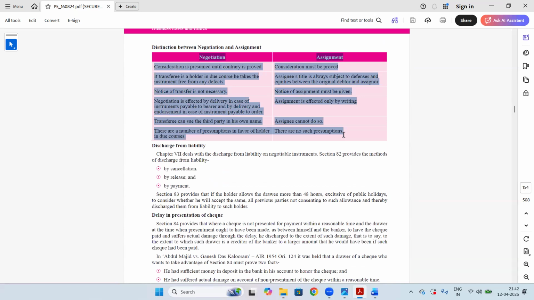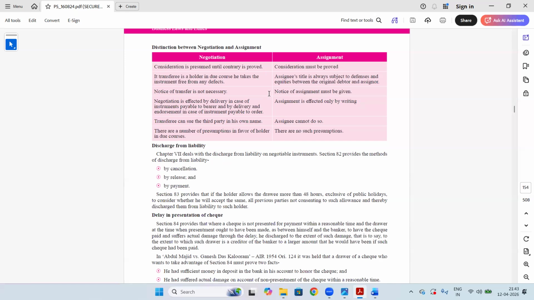What is the difference between negotiation and assignment? In negotiation, consideration is presumed until the contrary is proved, whereas in case of an assignment, consideration must be proved. In negotiation, the transferee is a holder in due course. He takes the instrument free from any defect. But in case of an assignee, the title is always subject to the defenses and equities between the original debtor and assignor. In negotiation, notice of transfer is not necessary, whereas in case of assignment, notice of assignment must be given.